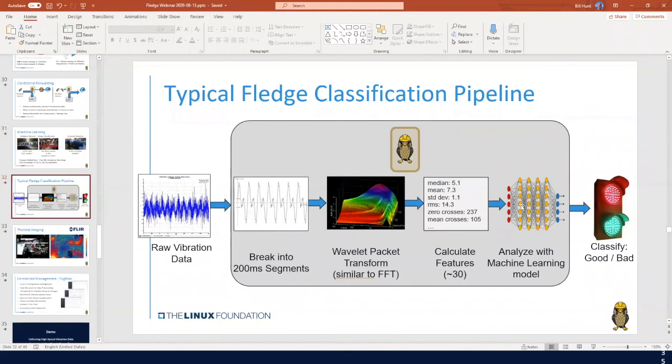And the way it was trained was basically taking the exact opposite path. Or actually the path is the same, but instead of using a machine learning model, we trained a machine learning model. So we walked it through the same pipeline of going into the 200 millisecond segment, going through the wavelet packet transform, calculating the features, and then the data was labeled manually. So basically the humans, namely Ashwin, noted which time segments were good bearing and which time segments were bad bearing.